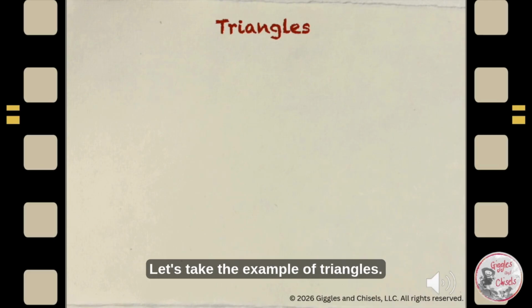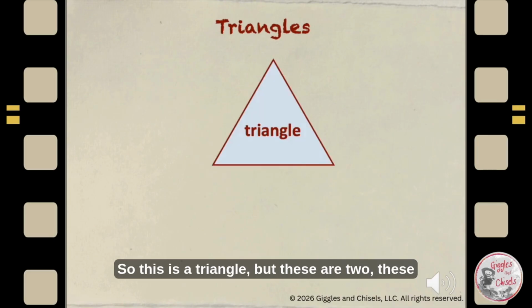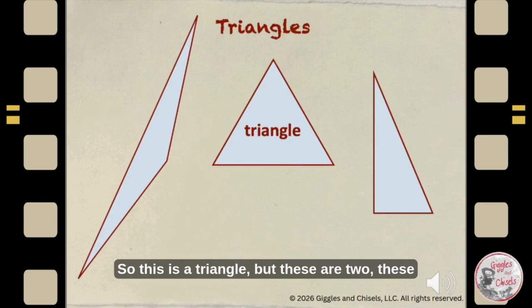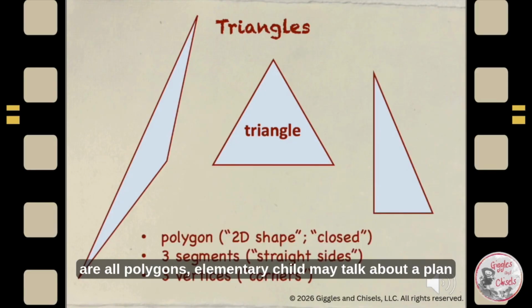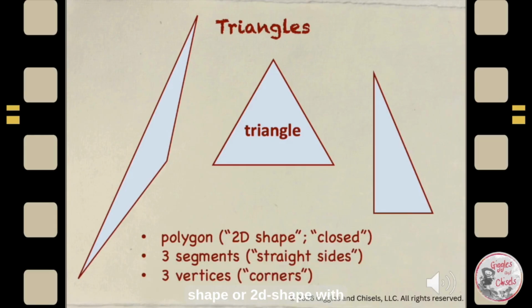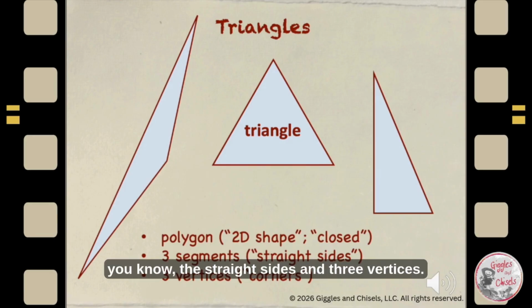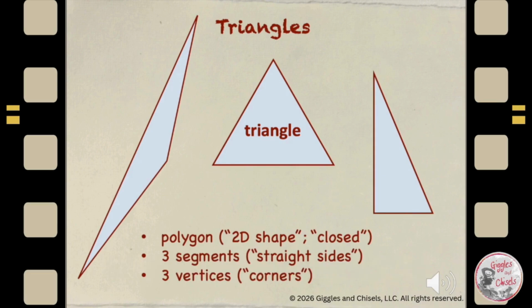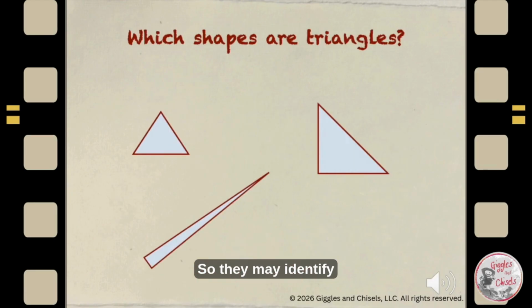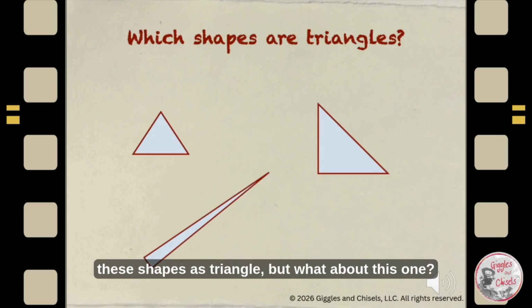Let's take the example of triangles. So this is a triangle, but these are too. These are all polygons. So an elementary child may talk about a plane shape or a 2D shape or a closed shape with three segments, the straight sides, and three vertices. The child may call these corners. So they may identify these shapes as triangles.